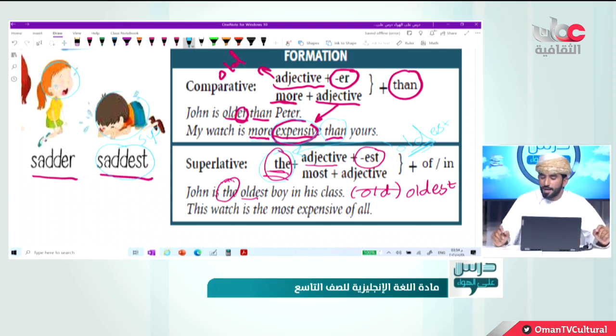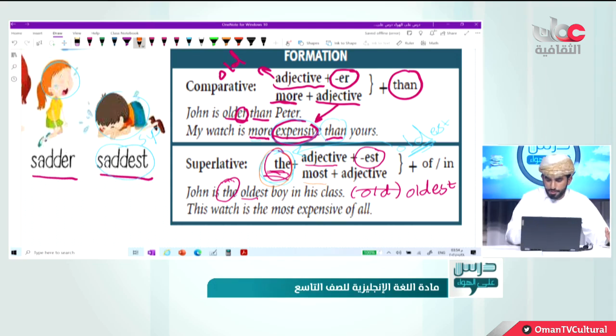Right. What about if there are more than one syllable? What should we do, teacher? Very good. Nice question, group A and B and C. Again, that is very important. You have to have it. There is no way to delete it, no way to dismiss it, right? So you have to write that.